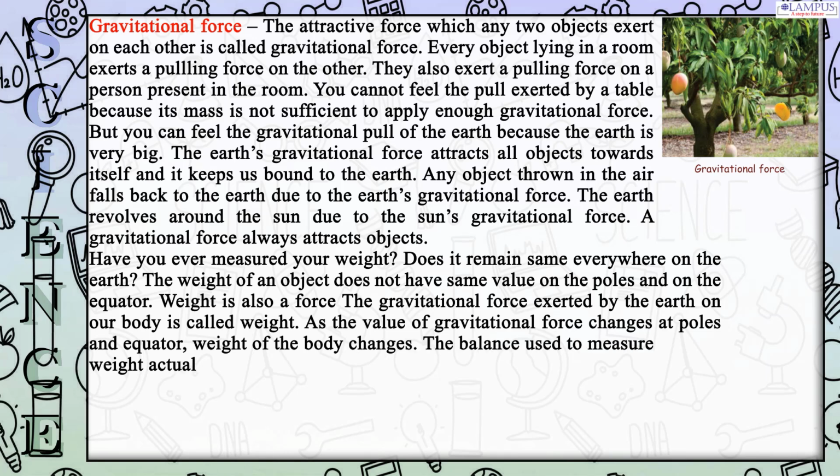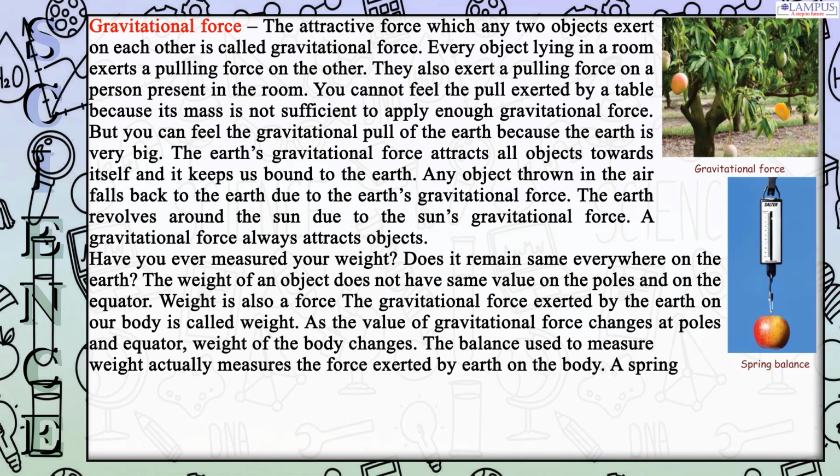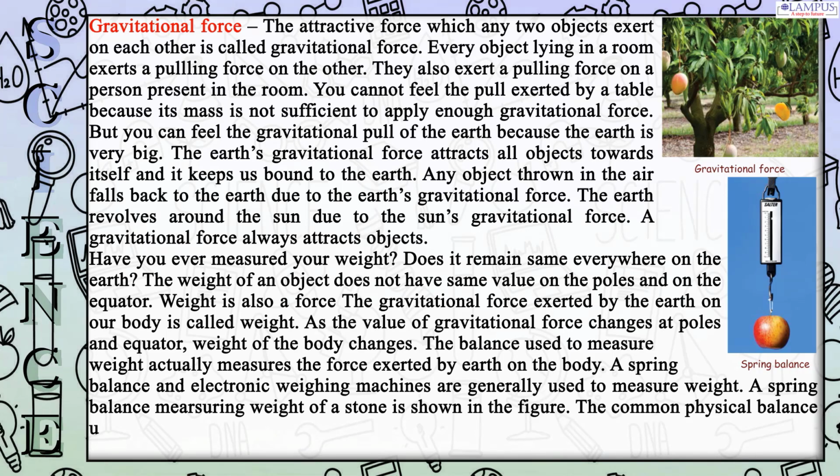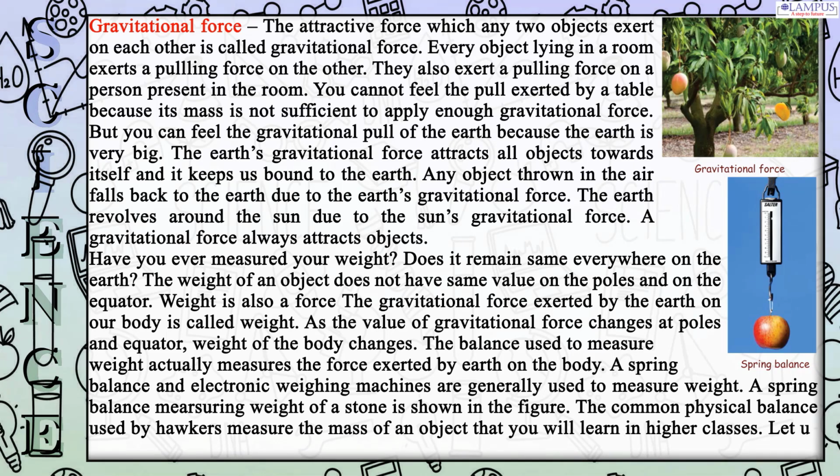The balance used to measure weight actually measures the force exerted by Earth on the body. A spring balance and electronic weighing machines are generally used to measure weight. A spring balance measuring the weight of a stone is shown in the figure. The common physical balance used by hawkers measures the mass of an object, which you will learn in higher classes. Let us perform an activity to find the weight of a body using a spring balance.